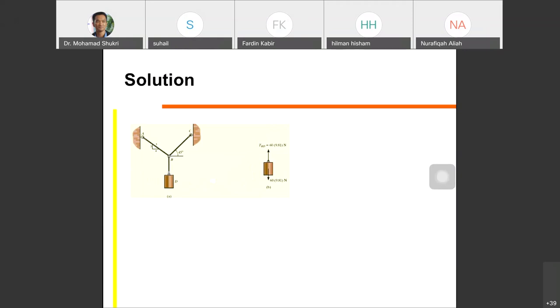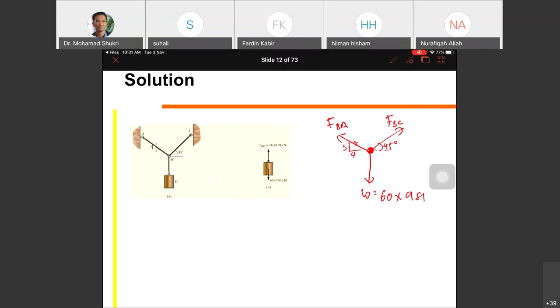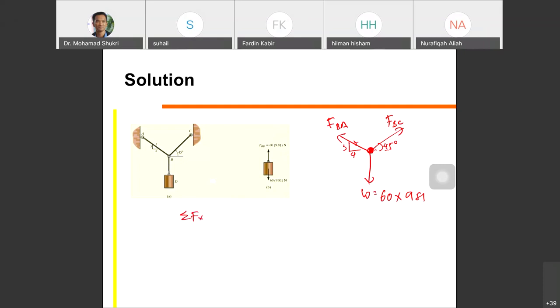Okay. Sekejap. You have this sign. Again, FBC. So you have weight, it's 3 times 9.81. Okay. And then you have FBA here. This one is 45 degree, and you have 3, 4, and 5, and then summation of FX is 0. So you have FBC cos 45 minus FBA times 4 over 5 equals 0, summation of FY is 0, FBA times 3 over 5 plus FBC sine 45 minus W.